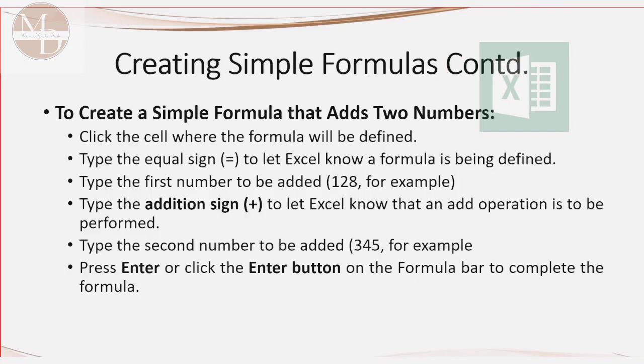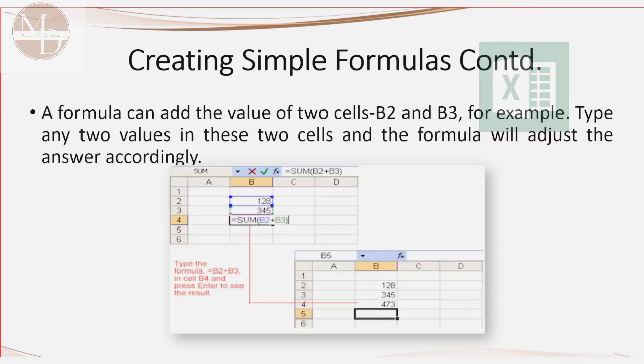Now, to create a simple formula, what do you do? Click on the cell you want this formula to stay. Type the equal to sign first. This will make Excel know you are typing and you want to enter a formula for it to calculate. Type the first number, put your mathematical sign, which is addition. Type the second number, then press enter. Once you have done this, your formula is completed. Then it will show you the results.